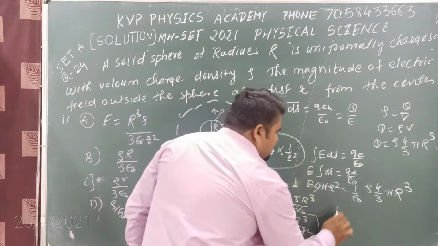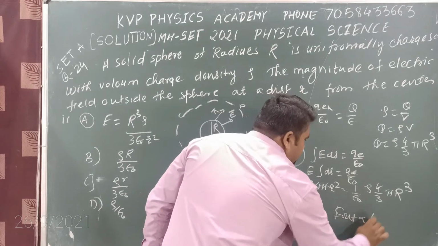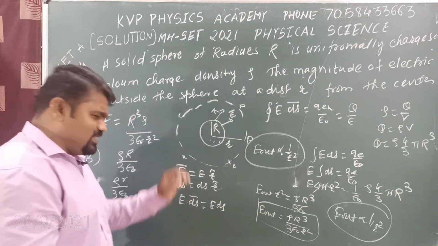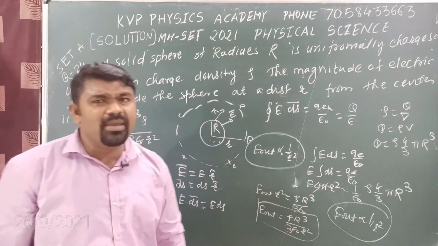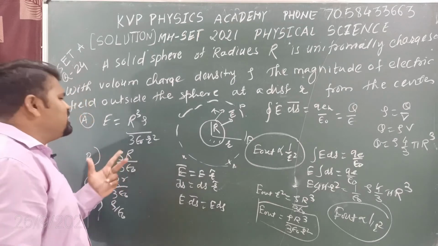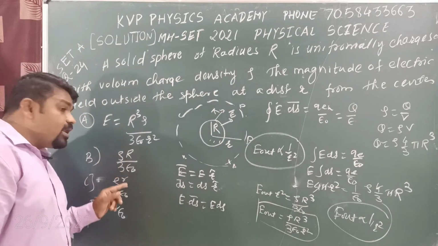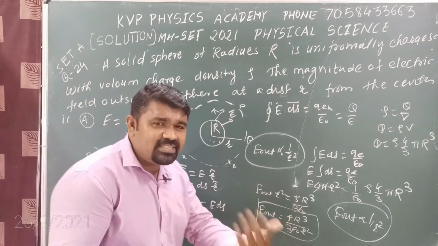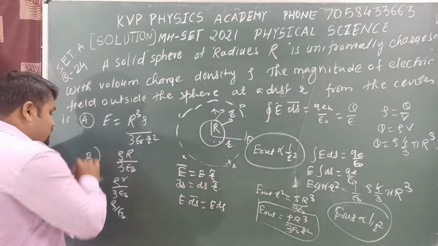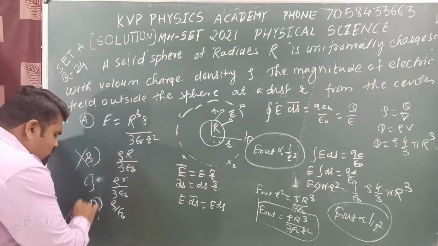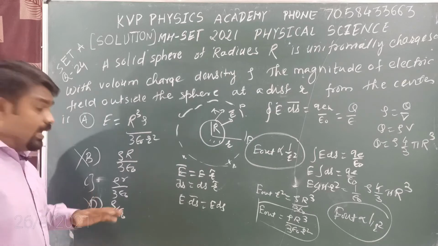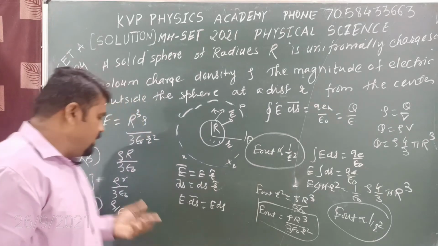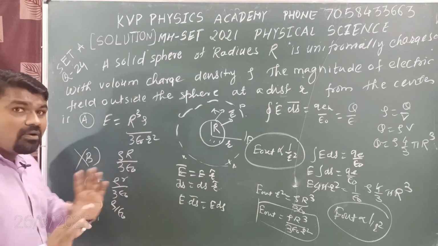So E out is directly proportional to 1 by r square. The system is a solid sphere, and for a hollow sphere too the outside electric field is 1 by r square. Got it? Which option is correct? The option rho R upon 3 epsilon naught is not correct, because the electric field outside is not constant. The distance is changing, and the power is also changing. Option D is also the same. They give the electric field as constant, but it is not constant. So options B and D are not correct.